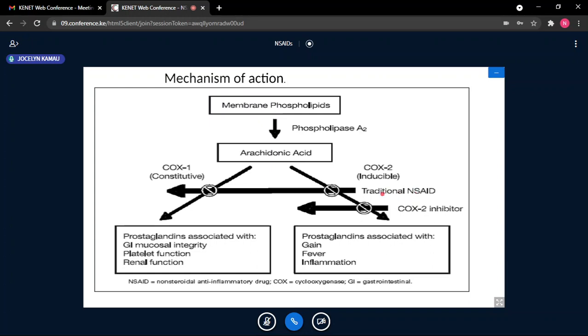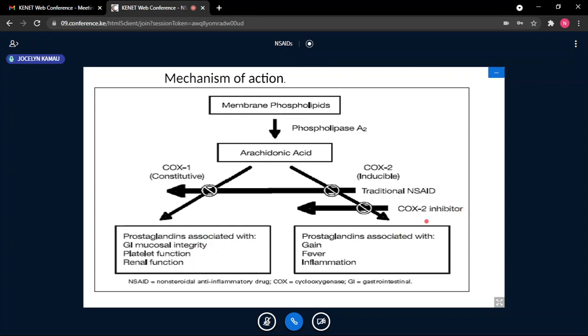The traditional non-steroidal anti-inflammatories are the non-selective ones. They will block COX-2, and they will also block COX-1. Once they block both enzymes, they will stop the pain, the fever, and the inflammation, but they will also be responsible for a lot of toxicity.